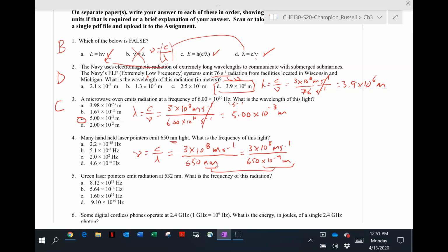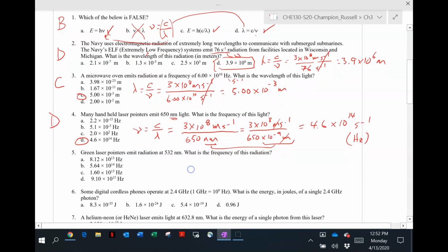3 times 10 to the 8th divided by 650 times 10 to the negative 9th. And I get 4.6 times 10 to the 14th, so I think that D is actually a better answer than A. It's easy to get confused about whether that power is positive or negative, so watch out for that. Seconds to the minus 1, of course, is the same thing as hertz. So that's our answer there. Answer D is our answer.